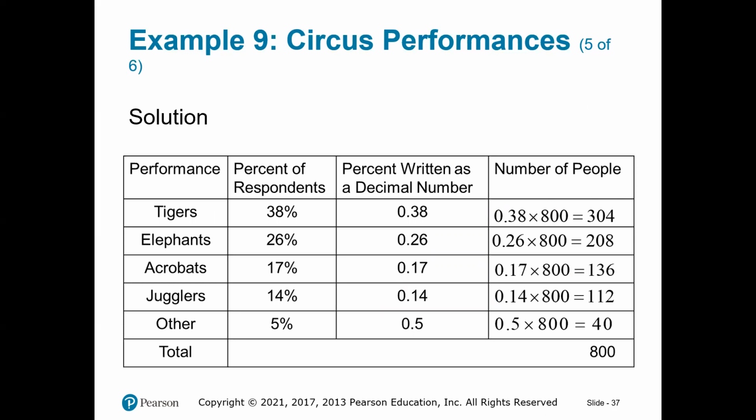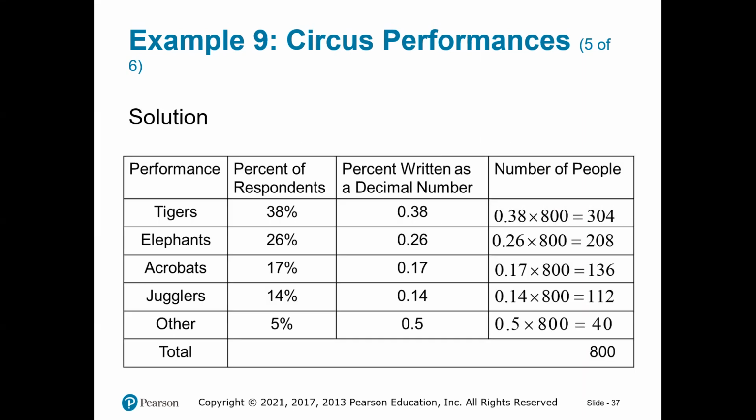We do the same thing for the other categories: elephants, acrobats, jugglers, and so forth. And if you add up all these numbers, of course, you have 800. That's why I said we don't have overlapping. We don't have people counted twice. If so, then we cannot do this.